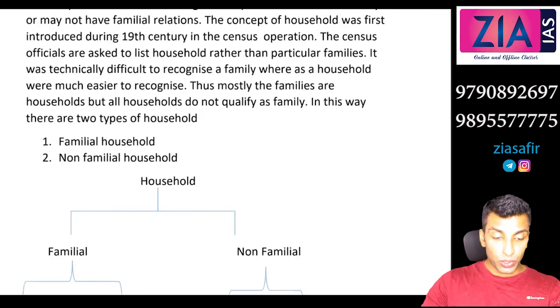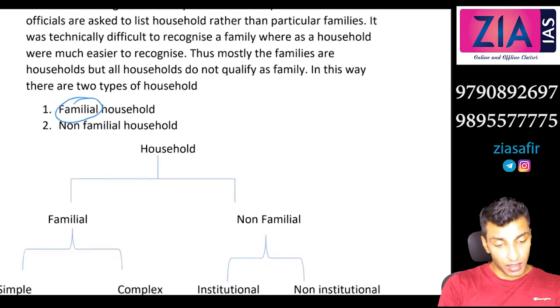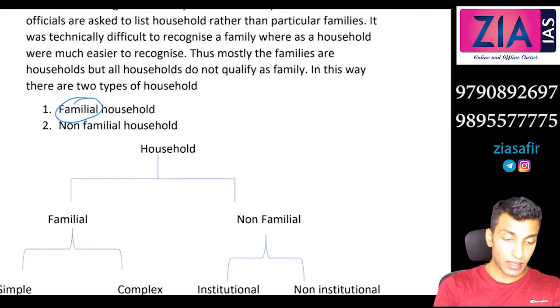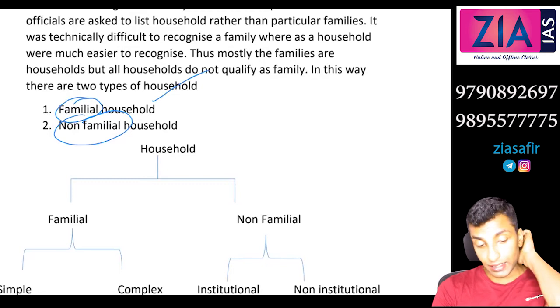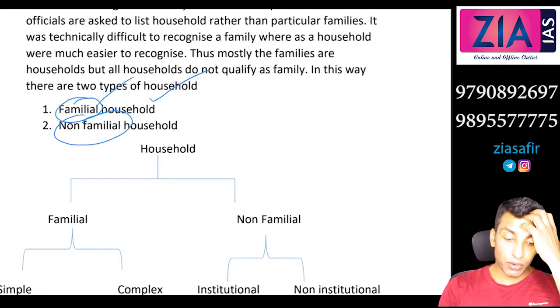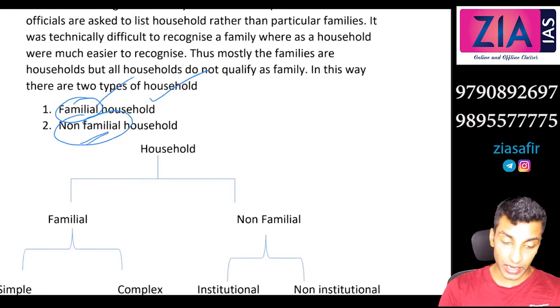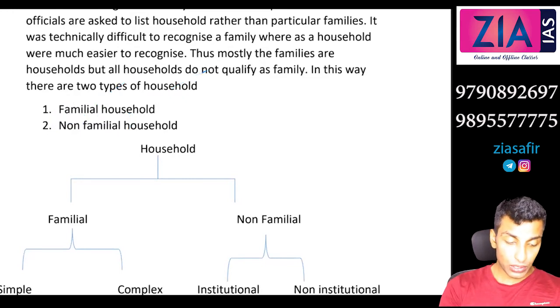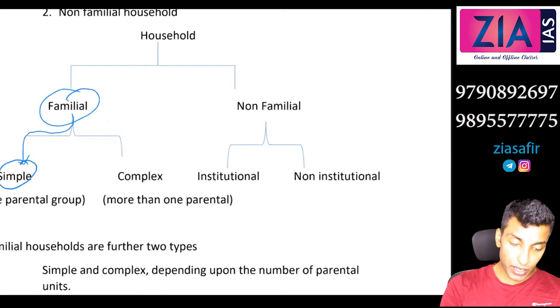In this way, there are two types of household. Familial household, that means the members of the family. Non-familial household, those people who are not related. So when we talk about nuclear family, extended family, etc., they are households where people are related, so familial household. When we talk about hostels, etc., those are non-familial because people are not related. So you can see here, households, familial, that means people are related. Okay, so it can be simple, it can be complex.